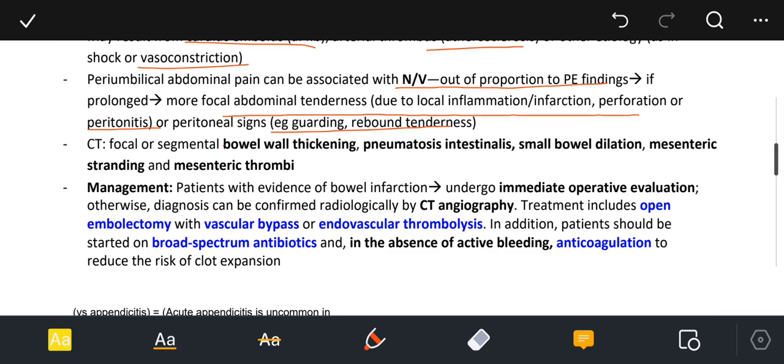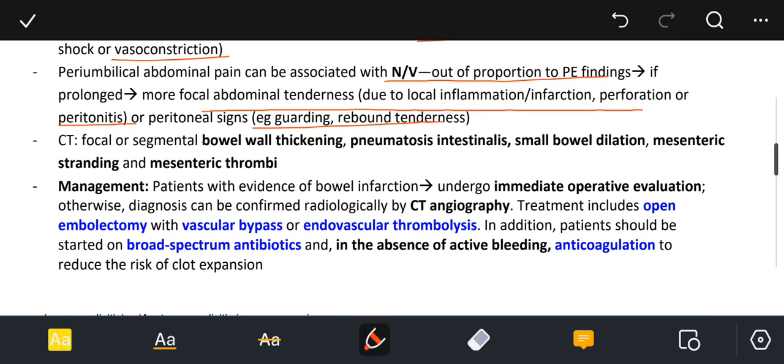CT will show focal or segmental bowel wall thickening, pneumatosis intestinalis, small bowel dilation, mesenteric stranding, and mesenteric thrombi. Management: patients with evidence of bowel infarction undergo immediate operative evaluation. Otherwise, diagnosis can be confirmed radiologically by CT angiography. Treatment includes open embolectomy with vascular bypass or endovascular thrombolysis.